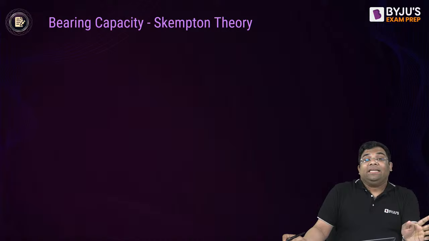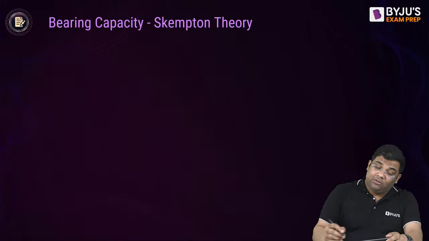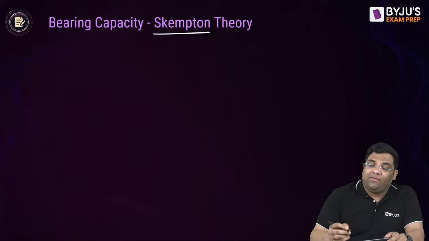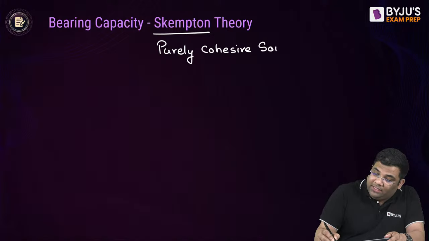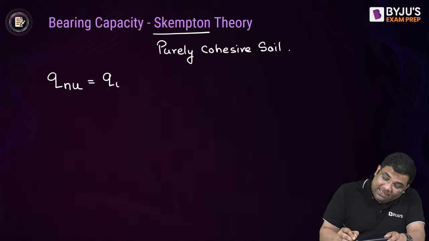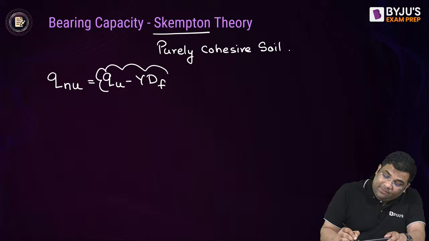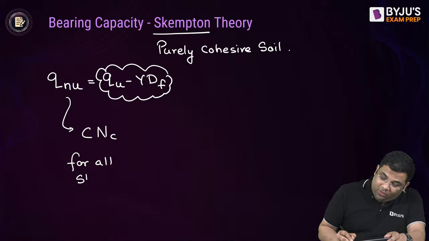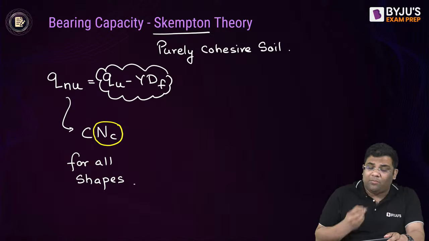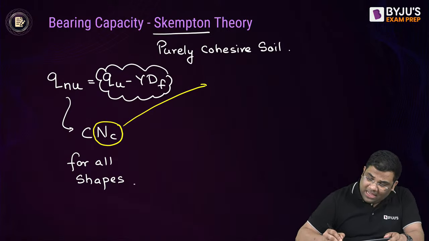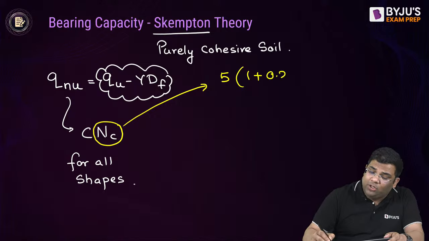Now, the next thing is bearing capacity as per Skempton. This we saw as per Terzaghi. Now, what is it for Skempton? Skempton told that his theory is valid for purely cohesive soil. Skempton told that the net ultimate bearing capacity, which is the ultimate minus gamma dF, will be cNc for all shapes. That 1.3 factor is not required. And Skempton gave different formulas for Nc for different conditions. He gave the formula as 5 into 1 plus 0.2 dF by B.